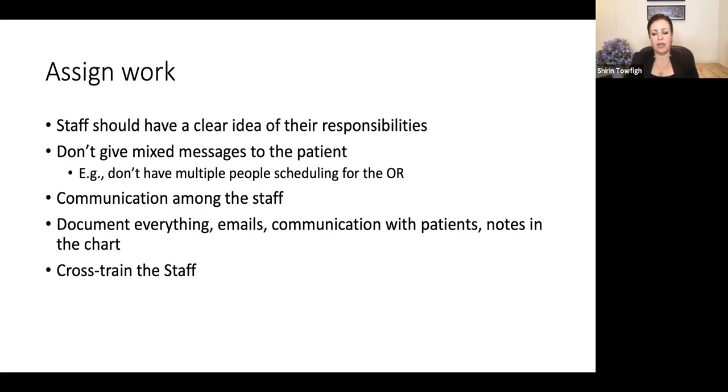And lastly, cross-train your staff so that if one person gets sick or leaves, then everything doesn't fall apart and people don't have to scramble around. It's a smooth transition. If your scheduler needs to get their hip replaced, then your office manager or your nurse can kick in and do the scheduling, and that office flow will not be hindered.